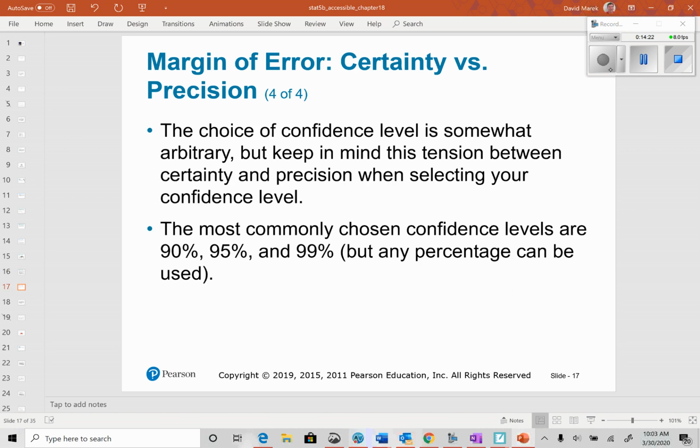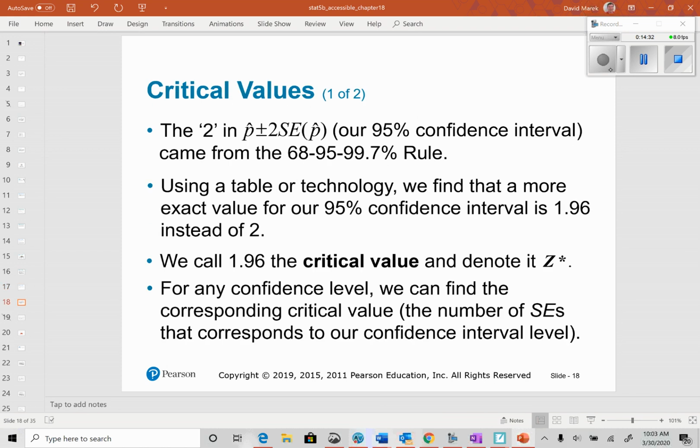Most commonly chosen confidence levels are 90, 95, or 99%. But really, you should be prepared to use any percentage. Okay, which brings us to this really strange thing here called a critical value. The variable that you're often going to see here is z star.